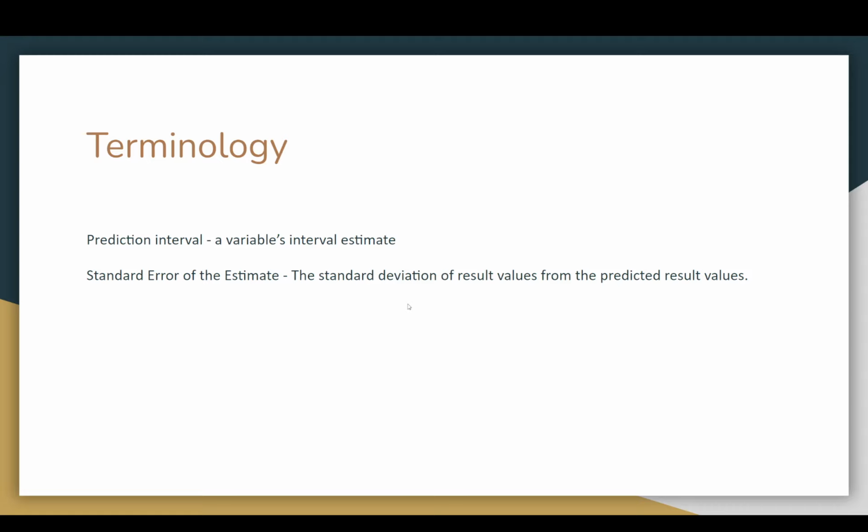Another two important terms are the prediction interval, which is a variable's interval estimate. In the example later, I can explain that a bit better. And the standard error of the estimate, which is the standard deviation of result values from the predicted result value. So it's essentially saying, let's say you predict a result value of 100, but there's going to be some standard deviation from 100, so it's going to be a little bit off from it. You can predict that standard deviation, like, so you can predict if you'll get 102, 101 using the standard error of the estimate.